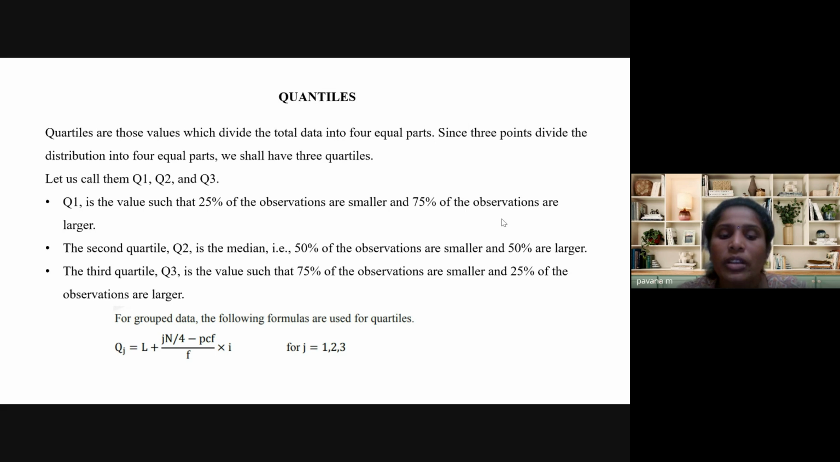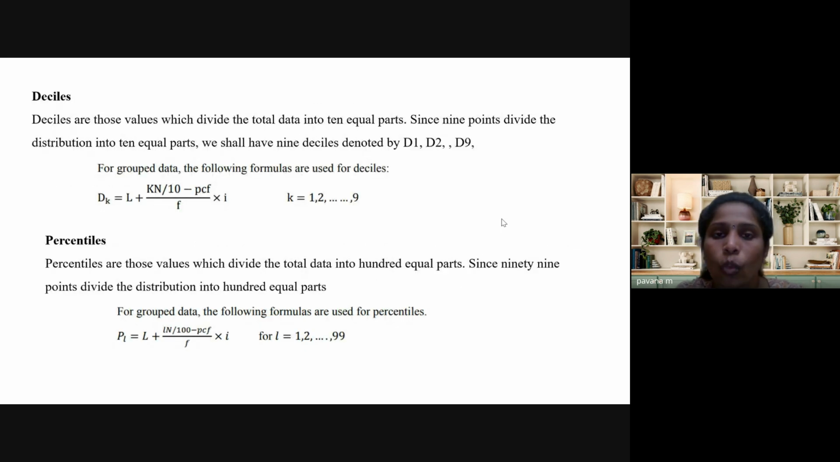So what is the formula for calculating the quartile? Qj, where j means 1, 2, 3 because we have Q1, Q2, Q3. If you want to calculate Q1, in the place of j you replace 1. If you want to calculate Q2, you replace 2 in the j place. So Qj is equal to L plus (j into N by 4 minus PCF, the preceding cumulative frequency) by f into i. And quartile is over.